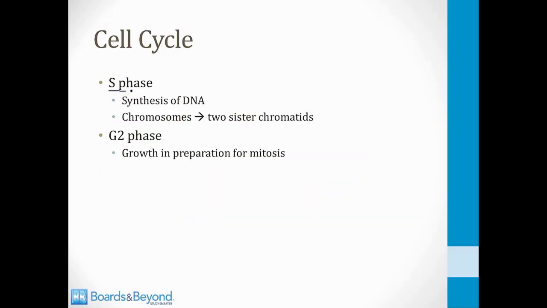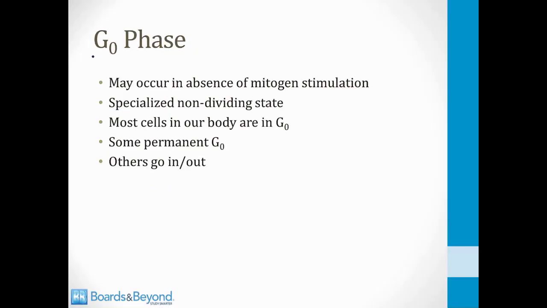As I mentioned before, in the S phase, there is synthesis of DNA. Chromosomes will become a chromosome with two sister chromatids. And in the G2 phase, there is a short growth phase and preparation for mitosis. Now let's talk about the G0 or resting phase. This phase often occurs when there is an absence of mitogen stimulation of cells.